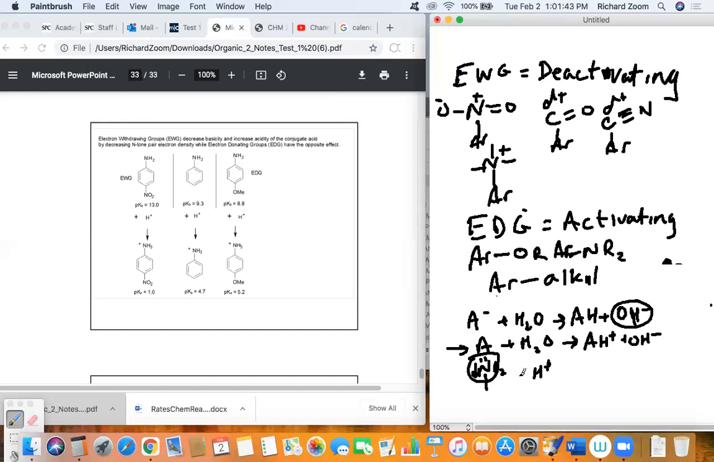Now, if you have an OMe group, that pushes electrons into the ring, which makes that electron pair more available, which makes it more basic. And you can see that's reflected in the numbers. Is that okay?